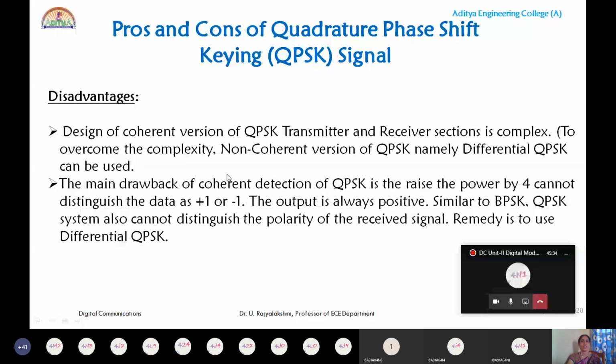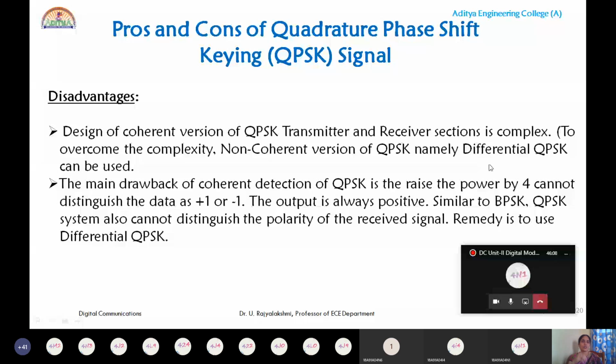What is the polarity problem? Here you are raising the magnitude to the power 4, so once again you cannot distinguish the magnitude as plus or minus 1, because once you take power 4, it will be only plus 1. So the output will always be positive. So our QPSK system, similar to BPSK, cannot distinguish the polarity of the received signal. So the remedy for the said two drawbacks is to utilize the differential QPSK system.